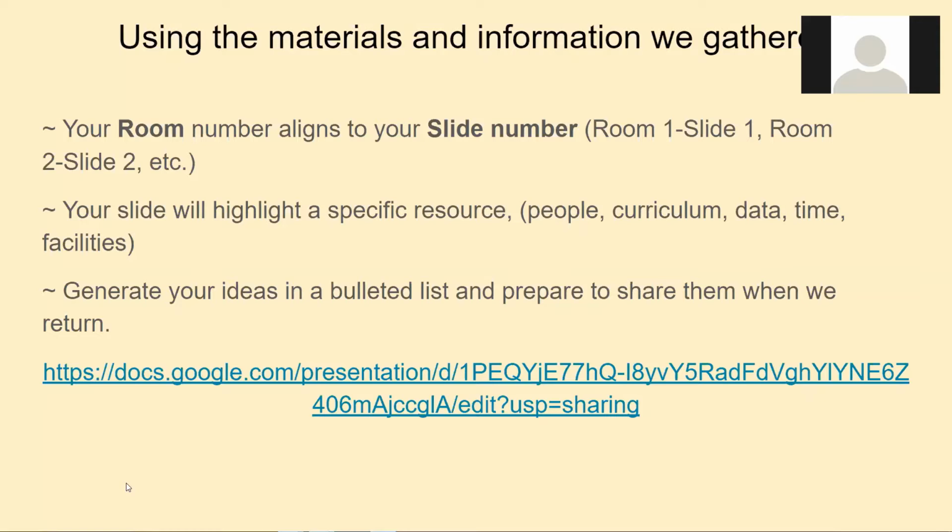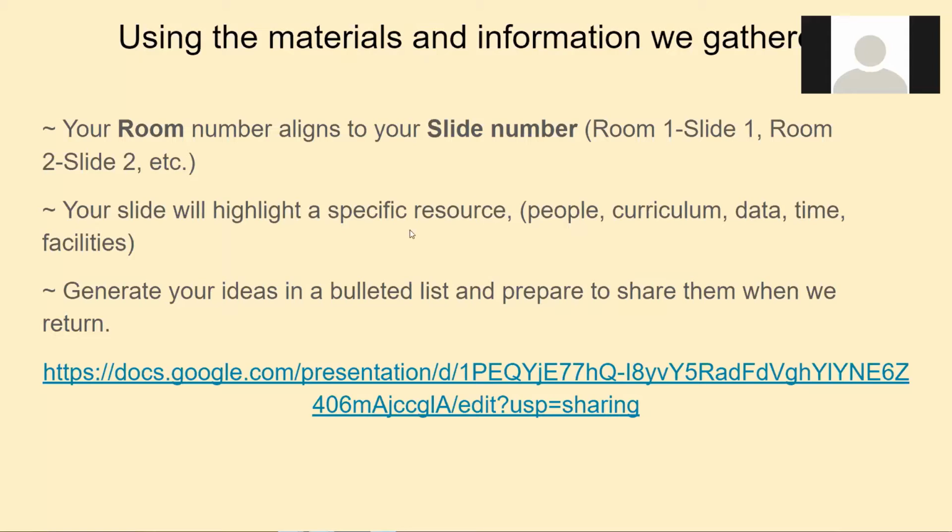So I'm going to share this document in the chat box. And when you get to your room, open up that chat box, and it's going to bring you to a new slide deck where you'll pre-populate your group's responses to each of these resources. So the room number that you go to coordinates with your slide number. So room 1 will work on slide 1, room 2 will work on slide 2, etc.